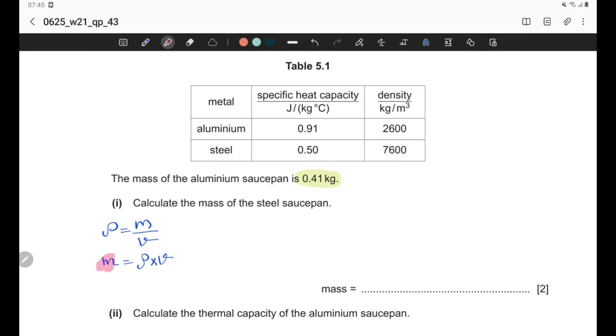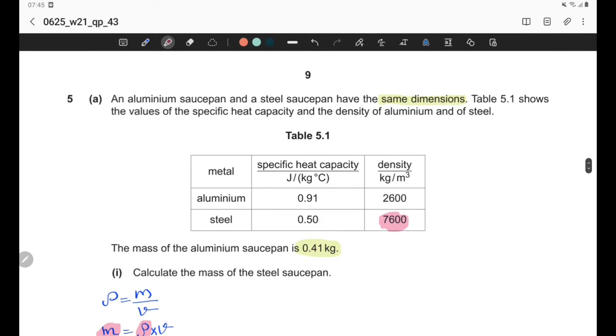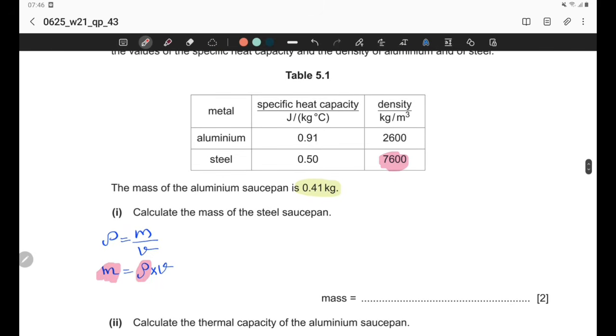So here we need to find the mass of steel, where the density of the steel is given, but the volume of the steel is not given. So we need to calculate the volume of the steel. But very important information is given: the aluminium saucepan and steel saucepan have the same dimensions. That means the volume of aluminium and the volume of steel are equal. So in order to calculate the volume of steel, we can calculate the volume of aluminium.